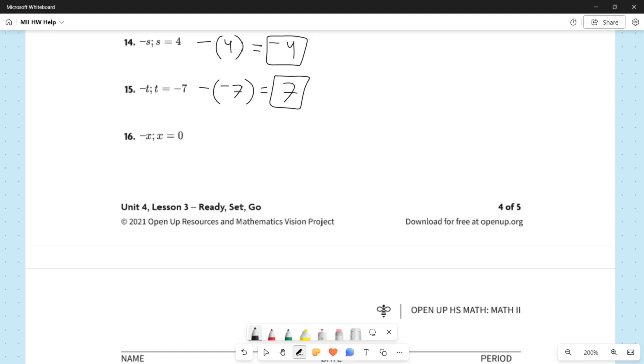16. My expression is negative x, and I want to know what happens when x equals 0. So I have negative. Now I've encountered the x, so I do open parentheses, plug in my value for x, and then close the parentheses. I no longer need the parentheses, and negative 0 is the same thing as 0. And as always, if you can get away with giving your answer in fewer symbols, do it. In general. So this is all just 0. That's my final answer.